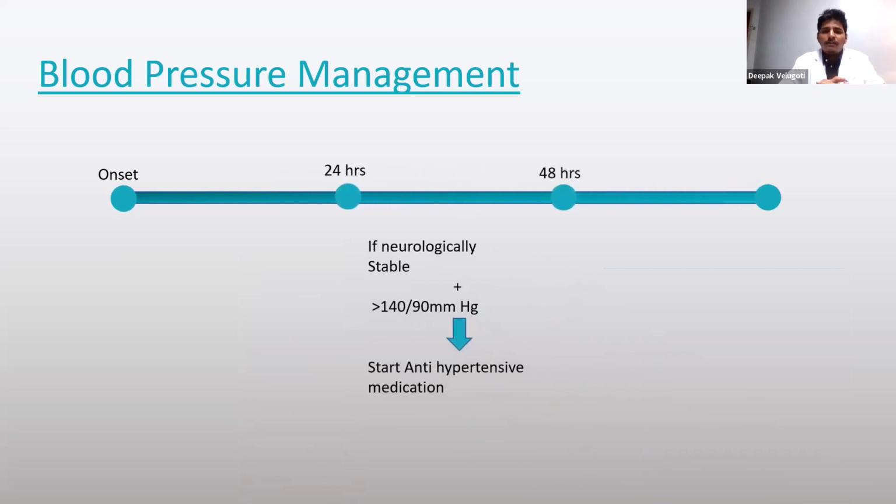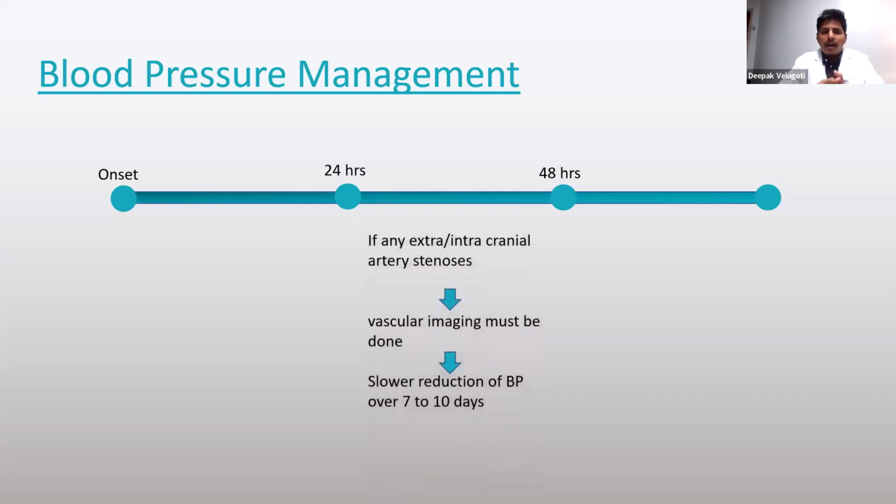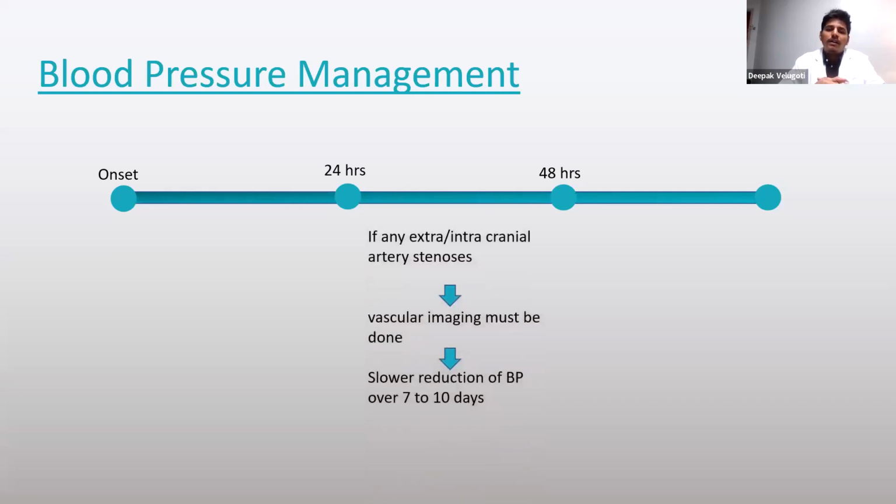And after 24 hours, if the patient is neurologically stable with blood pressure over 140/90, we can start antihypertensive medication as soon as possible. And in case of patients with extracranial or intracranial artery stenosis, vascular imaging must be done before administering any antihypertensive medication. And even after starting antihypertensive medication, we reduce the blood pressure slowly over 7 to 10 days.